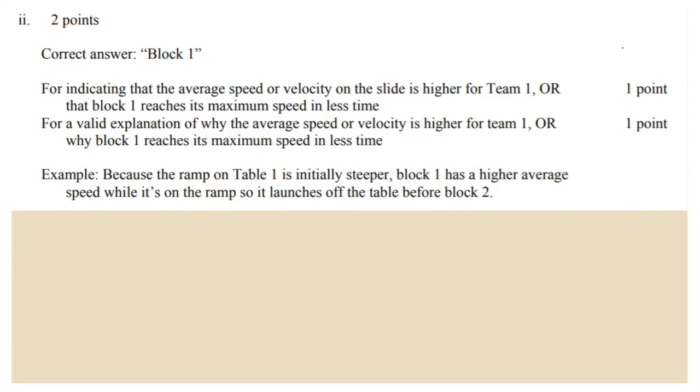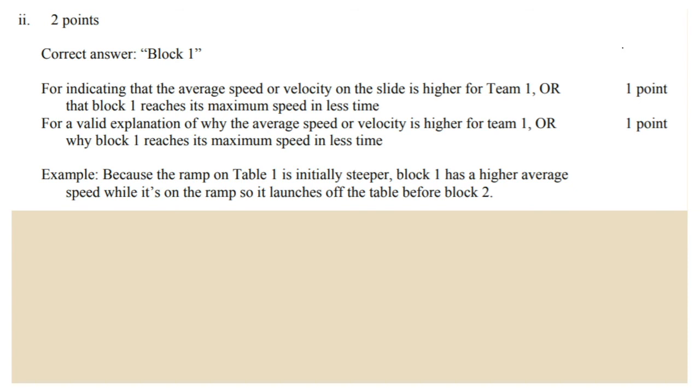Looking at the scoring guide here, obviously correct answer, block 1. 1 point for indicating that the average speed or velocity on the slide is higher for team 1, or that block 1 reaches its maximum speed in less time. And then for a valid explanation of why the average speed or average velocity is higher for team 1, or why block 1 reaches its maximum speed in less time.